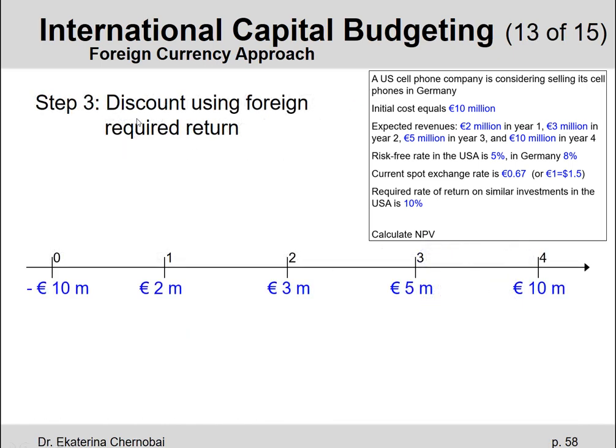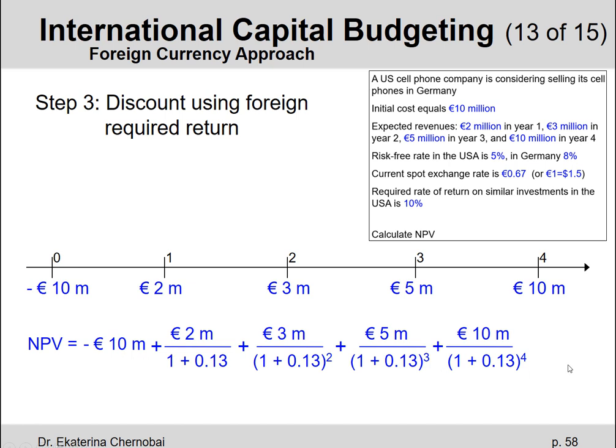So this is step 3. We discount the foreign currency cash flows using the foreign required return. The foreign currency cash flows were minus 10 million, 2 million, 3 million, 5 million, and 10 million.